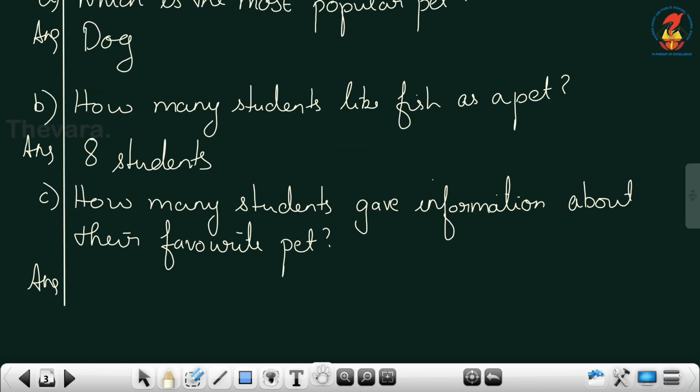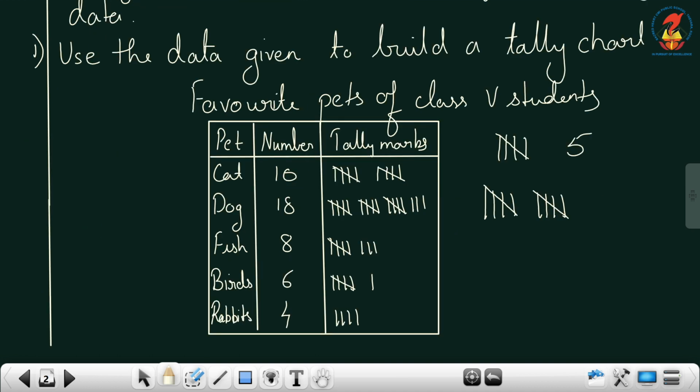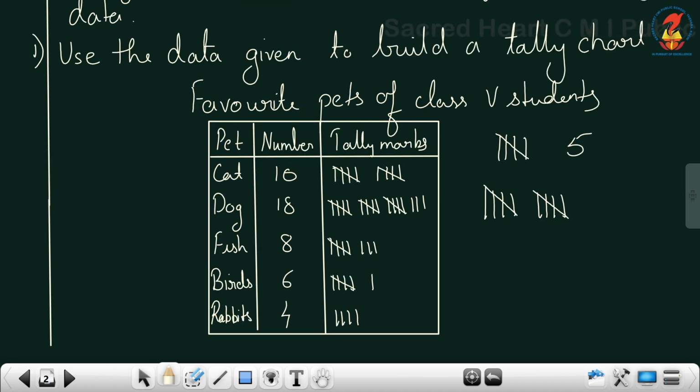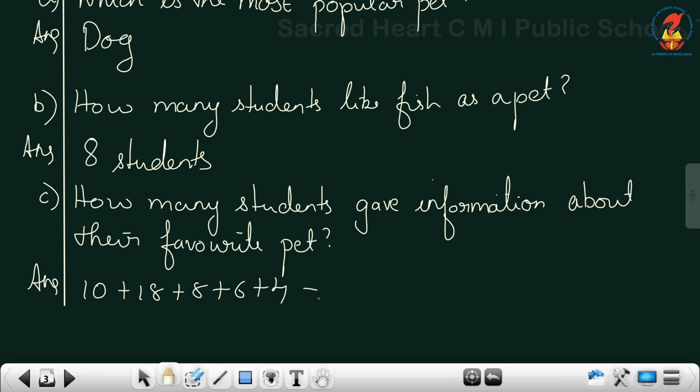Next, how many students gave information about their favorite pet? So, you have to add all these. You get 10 plus 18 plus 8 plus 6 plus 4. So, when you add it, 6 plus 4, you get 10 here. 10 plus 10, you get 20 here. Then 18 plus 8, you have 26. 26 plus 20 you have 46.